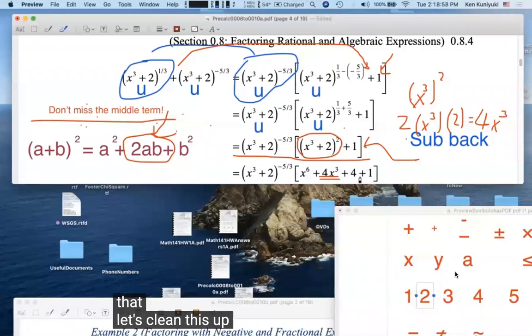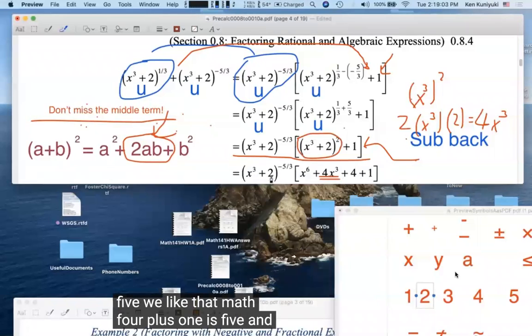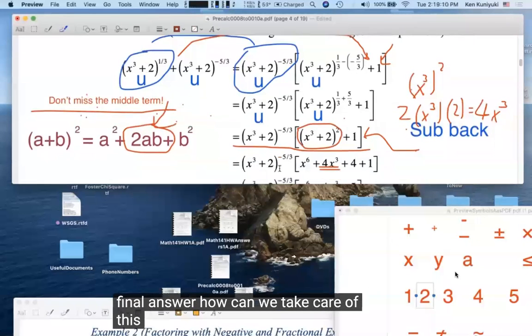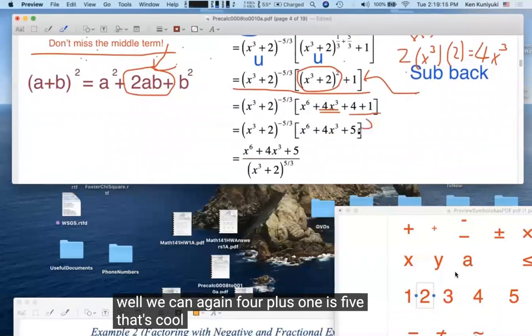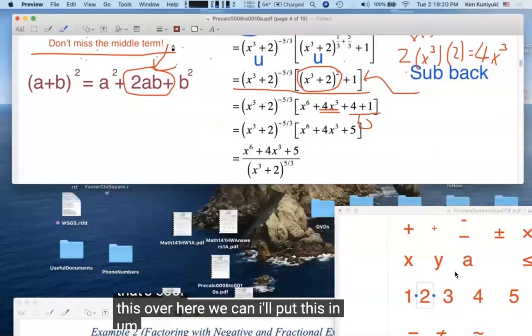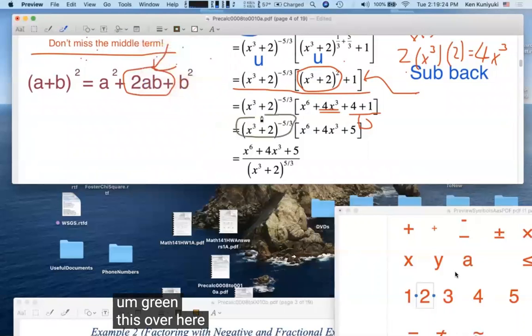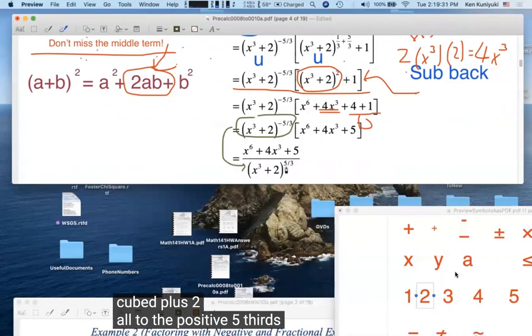Let's clean this up. 4 plus 1 is 5. We like that math. And what can we do over here? We don't want negative exponents in our final answer. How can we take care of this? This over here can roll into the denominator as x cubed plus 2 all to the positive 5/3.